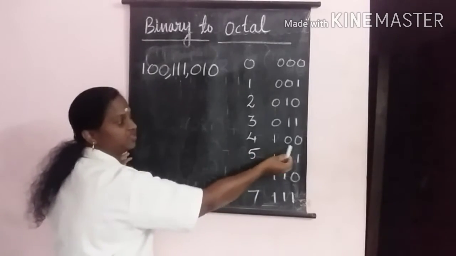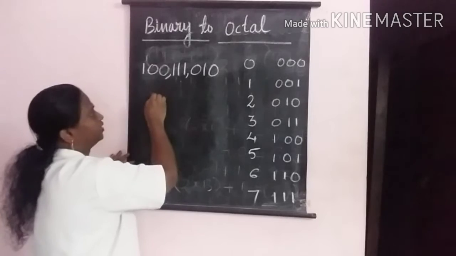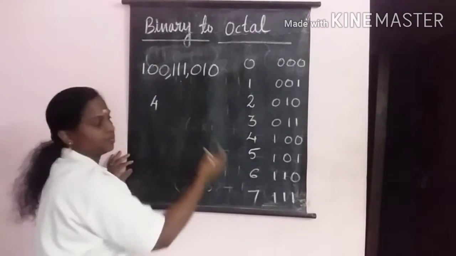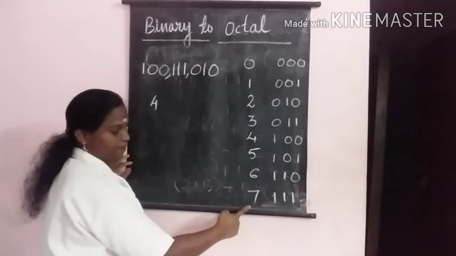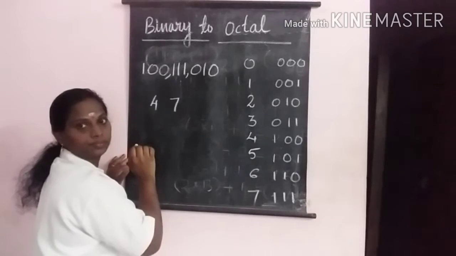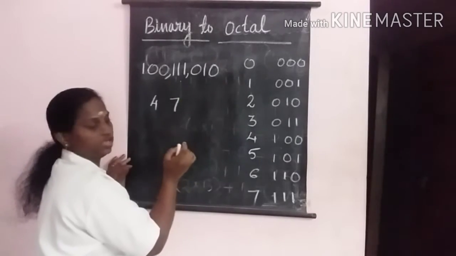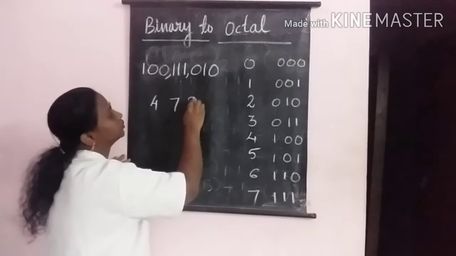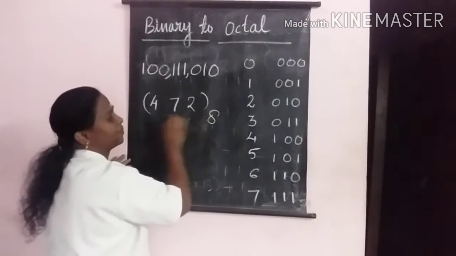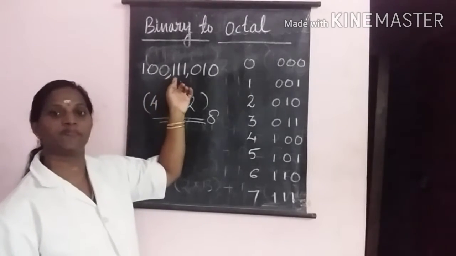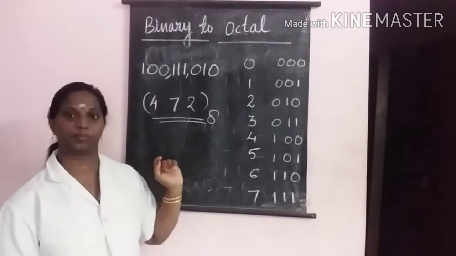So 1, 0, 0 is represented as 4. That 4 you can write here. Then 1, 1, 1 in binary represents the octal number 7. That you can write here. Then 0, 1, 0 is the octal number 2. So this is the octal representation for the binary number 1, 0, 0, 1, 1, 1, 0, 1, 0.